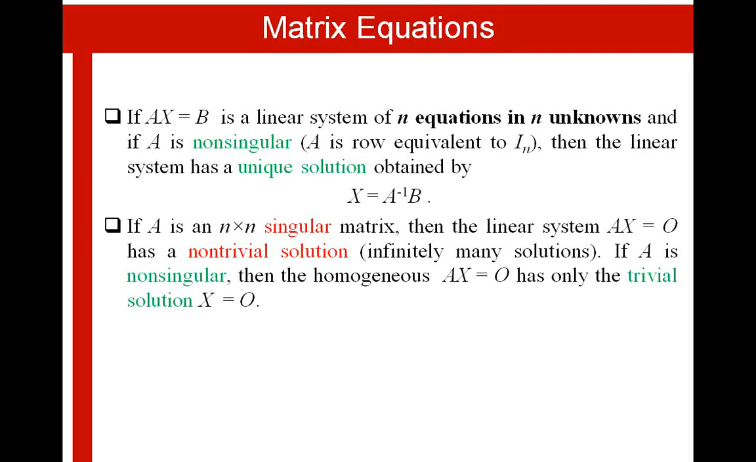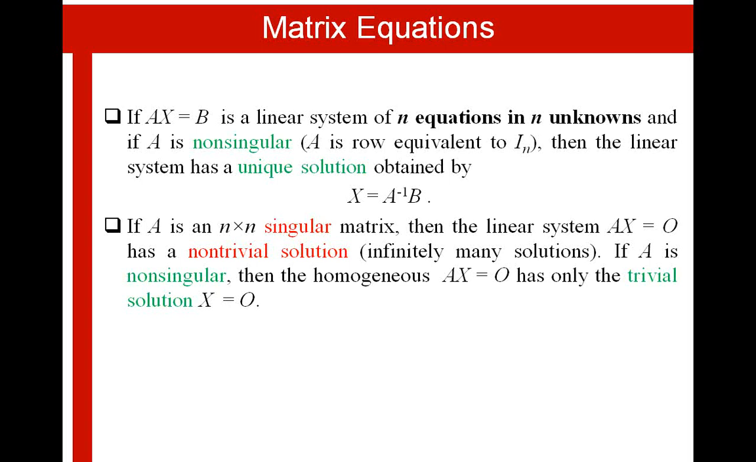Definition 2, if A is an n by n singular matrix, A being the coefficient matrix. Singular means non-invertible, does not have an inverse. Then the linear system AX equals 0, which we call a homogeneous system, has a non-trivial solution. Non-trivial meaning infinitely many solutions. So if we repeat, if A is a singular matrix, then the system AX equals 0 has a non-trivial solution, meaning infinitely many solutions.